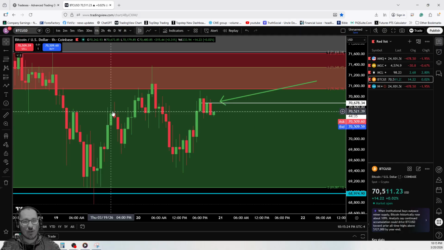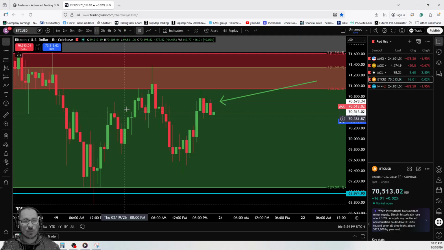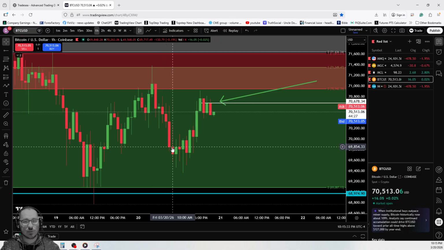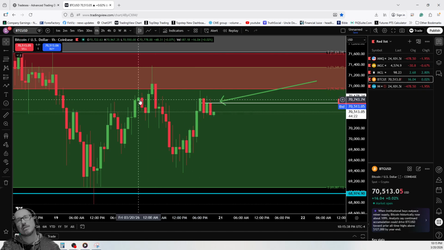right? Because look, we have one, two, three. We tap the supply zone. Isn't this a sign of a reversal? And not only that, you have a double top, neckline retest, continuation to the bottom. And now we're at that same level again. You see it?